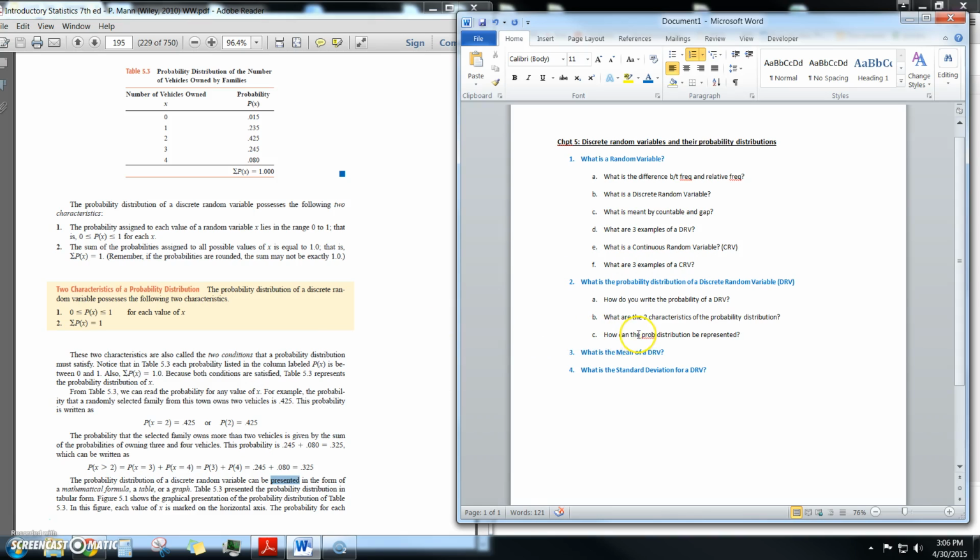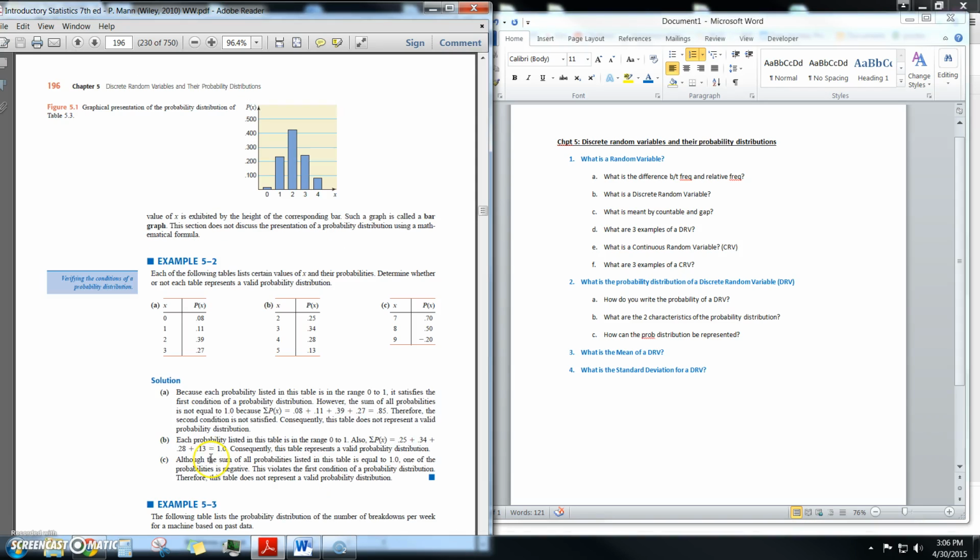We could even say how can the probability distribution be represented, or we could say what are the three ways of presenting the probability distribution. If we go over, what do we got? We got a graph, so graphical representation. Okay, so there we go. We got bar graph. So bar graph is the graphing way.